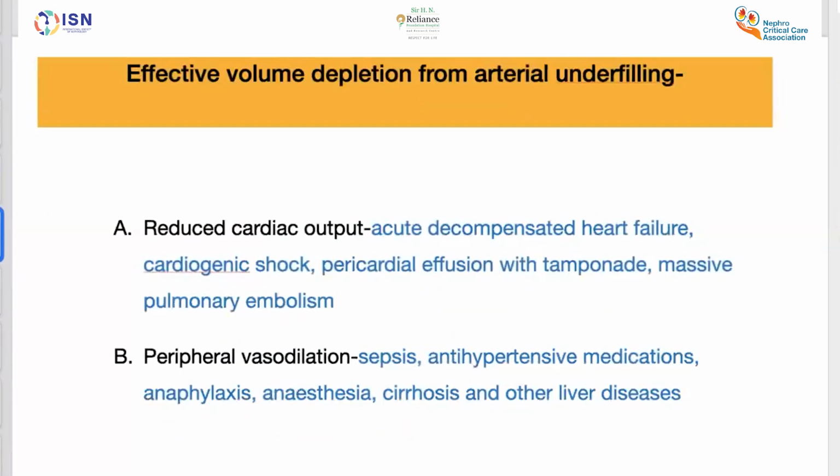Then effective volume depletion from arterial underfilling. Arterial underfilling may be because of reduced cardiac output and/or peripheral vasodilatation. In this case, intravascular volume may be normal, but arterial underfilling will be there. The causes include acute decompensated heart failure, cardiogenic shock, pericardial effusion with tamponade, and massive pulmonary embolism. Or there may be peripheral vasodilation as seen in sepsis, use of antihypertensive medications, anaphylaxis, anesthesia, or cirrhosis and other liver diseases.